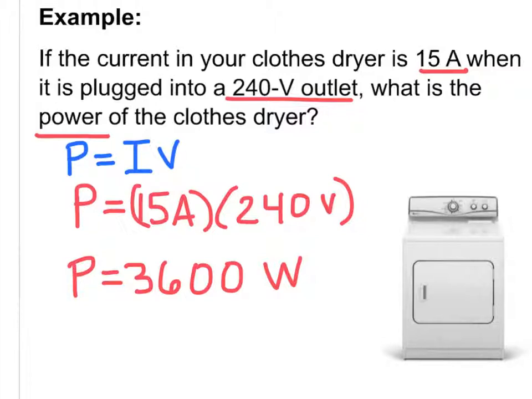Let's say we wanted to transfer this into kilowatts. A lot of times we refer to power in kilowatts. That would simply be 3.6 kilowatts, since there are 1,000 watts in a kilowatt.